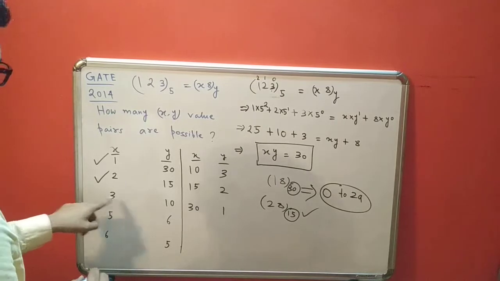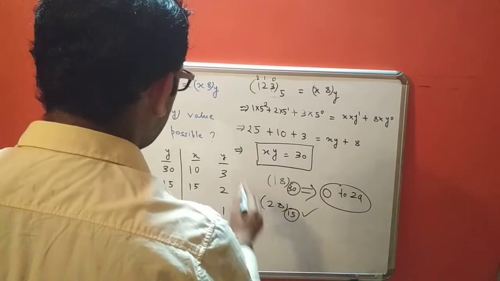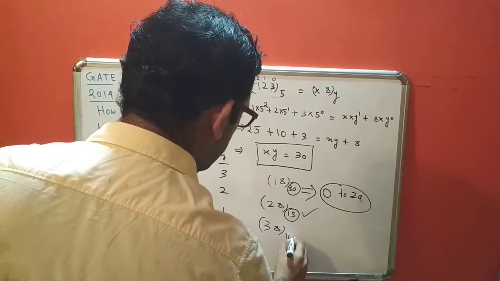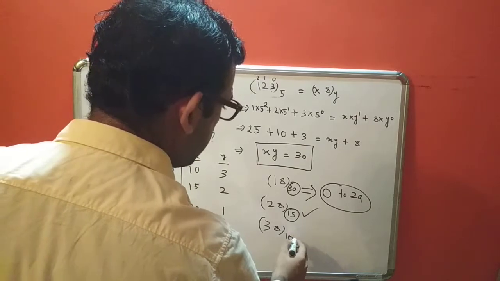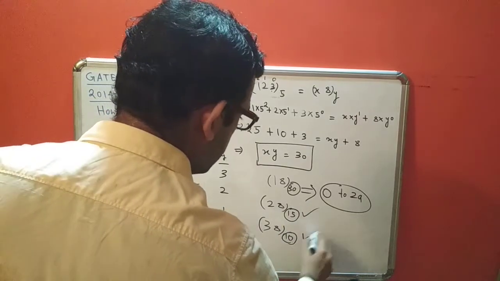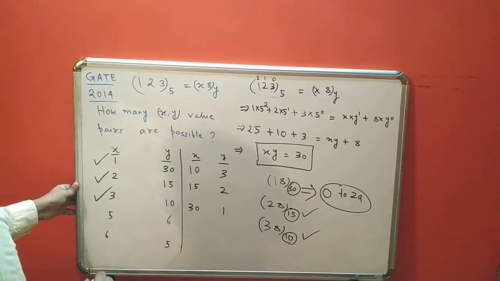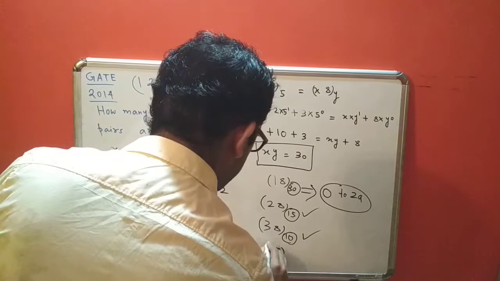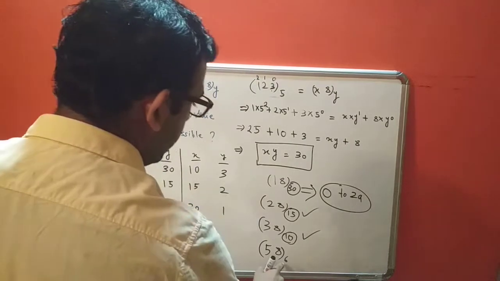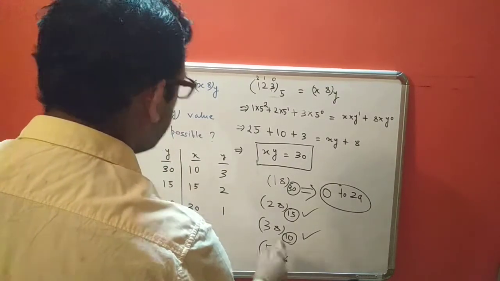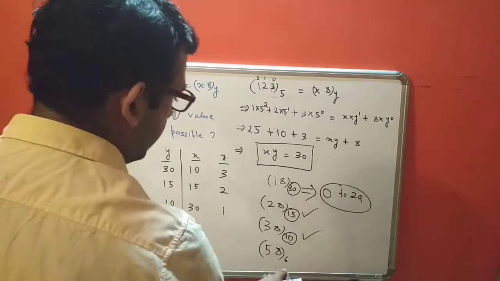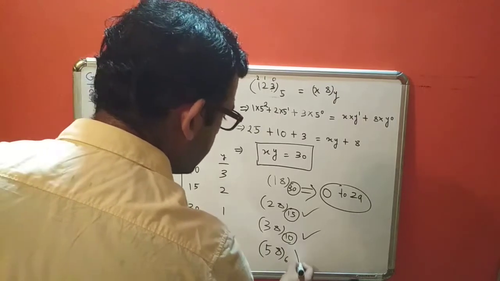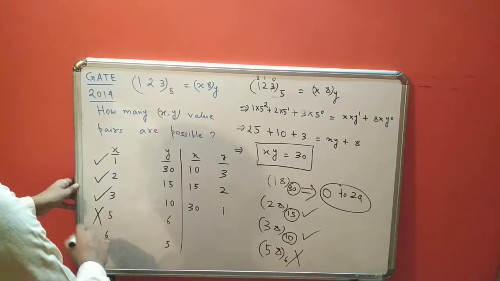What about this x equal to 3 and y equal to 10? Once again, there won't be any problem. The possible values will be 0 to 9. So, this is also very much allowed, and this is a valid combination. What about this? X equal to 5. Now, this is interesting. If x equal to 5 and y equal to 6, the possible symbols allowed in this number system will range from 0 to 5. But I have an 8. So, this cannot be allowed. This is not a valid combination.